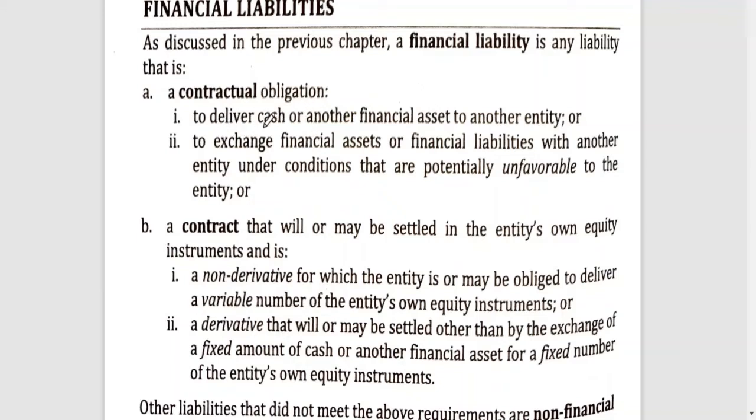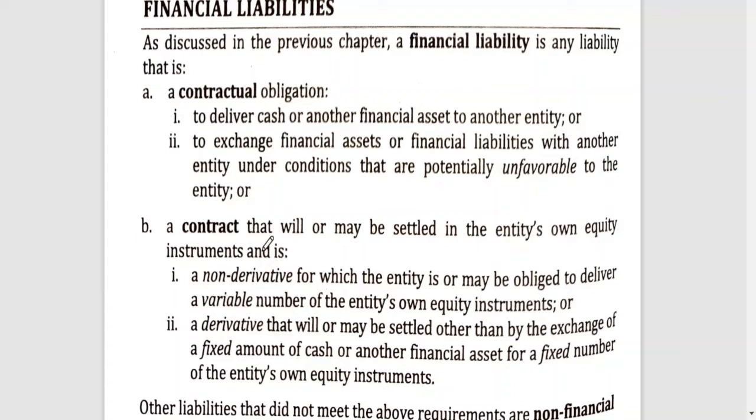So the other side is the financial asset, or they receive other financial assets, or they can also receive financial assets or financial liabilities under favorable conditions. So that is on the side that receives the financial asset or records the financial asset.